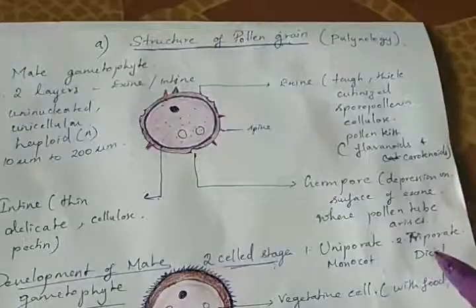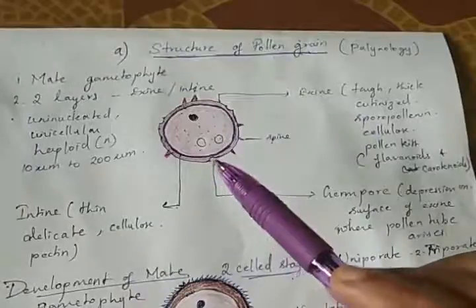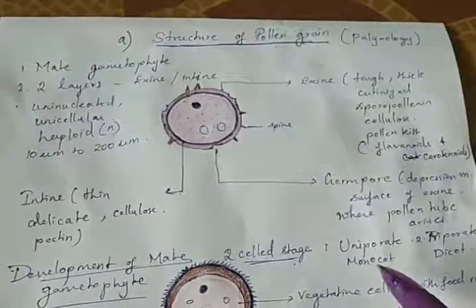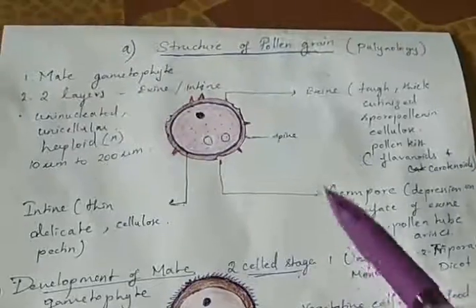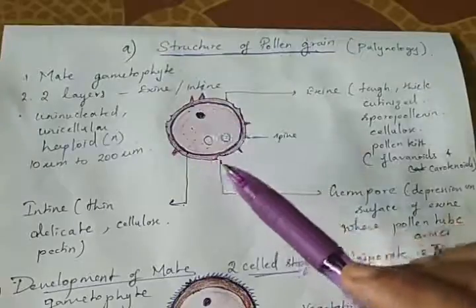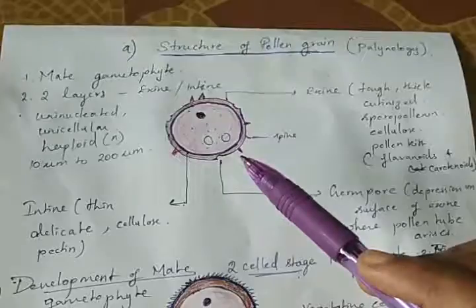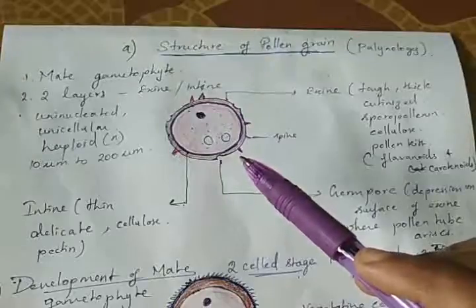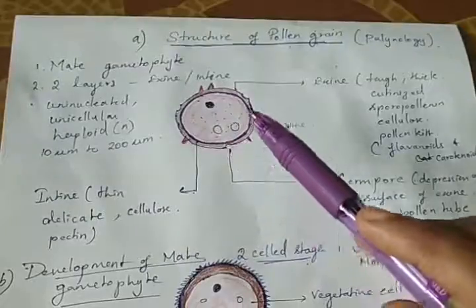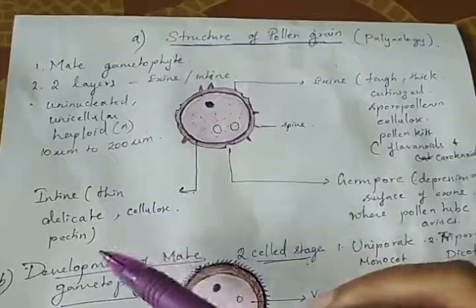These pollen grains are usually seen in dicot plants. Some have only one germ pore. They are called uniporate. These pollen grains are seen in monocot plants. Pollen grains vary in size and shape. Some are spherical, globose, ellipsoid, fusiform, and some are even crescent in shape. The inner layer, we call it intine, which is thin, delicate, and consists of cellulose and pectin.